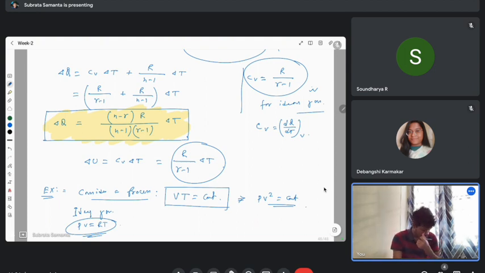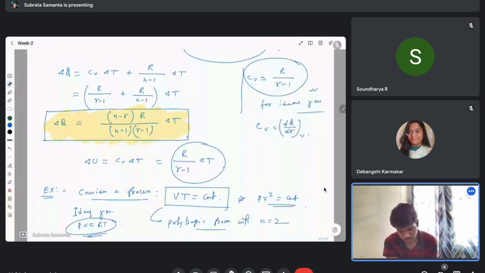So this process is nothing but PV squared equals constant, right? Once you specify the equation of state, that is, how P is related with V and T, you just replace T in terms of pressure and volume, and we get PV squared equals constant. So this is a polytropic process with polytropic index n equals 2.